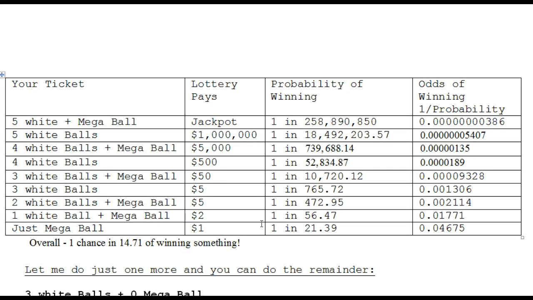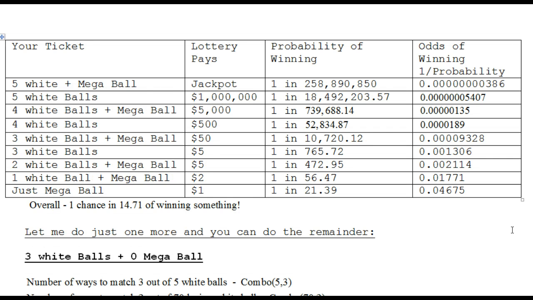And what I did here is I listed the table, okay? And so what I did was I said, okay, your ticket, 5 white plus the mega ball, you say you get that right, you win the jackpot. And the probability of winning is 1 in 258,890,850. And then your probability is here. You divide that into 1.